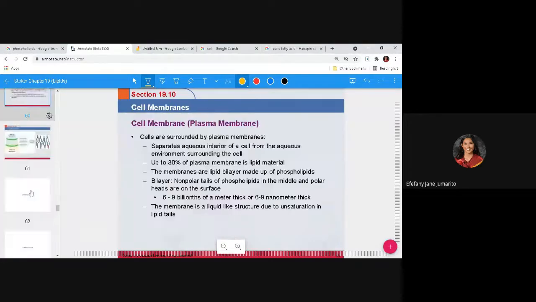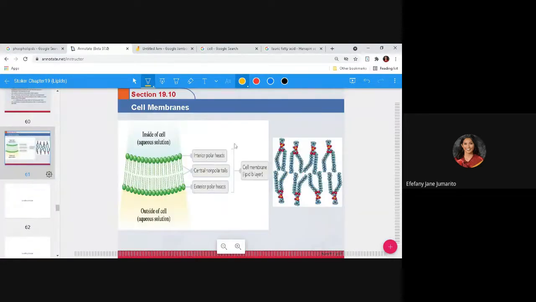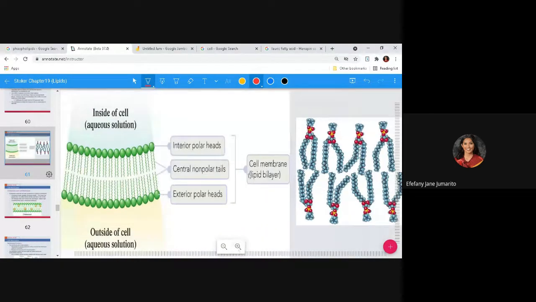Membrane proteins. Okay, this one. You see this one, class. This is your phospholipids, and in your cell it makes two layers. So that's why we call it a lipid bilayer. Bilayer because it's two.